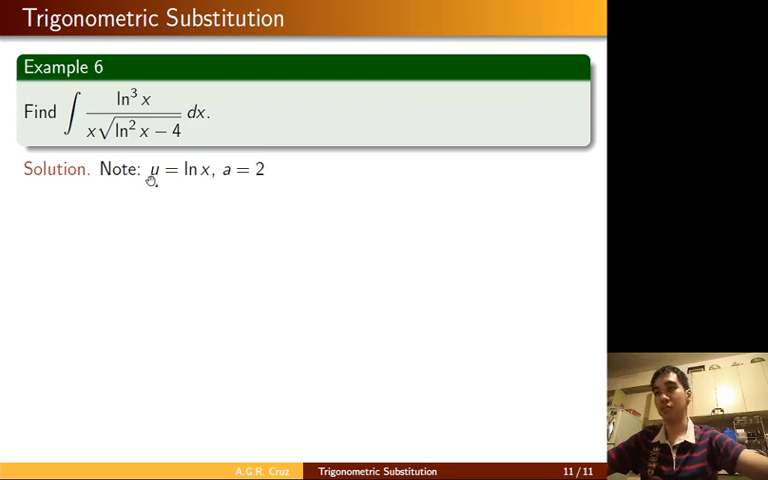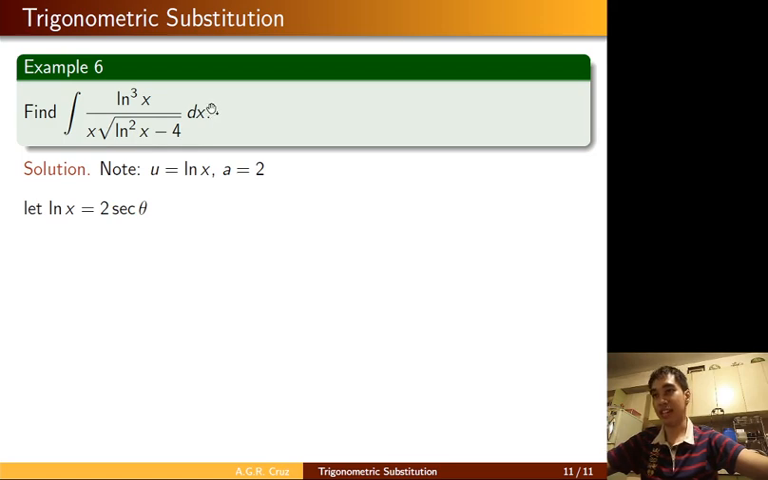Okay? So using this u and this a, let's now introduce our trig sub. In this case, let's let u, which is ln of x, be equal to what? You have here variable squared minus constant squared. What is our trig function here now? It's secant. So your ln of x is now equal to 2 times the secant of theta. And then let's now look for dx and this one in terms of theta.